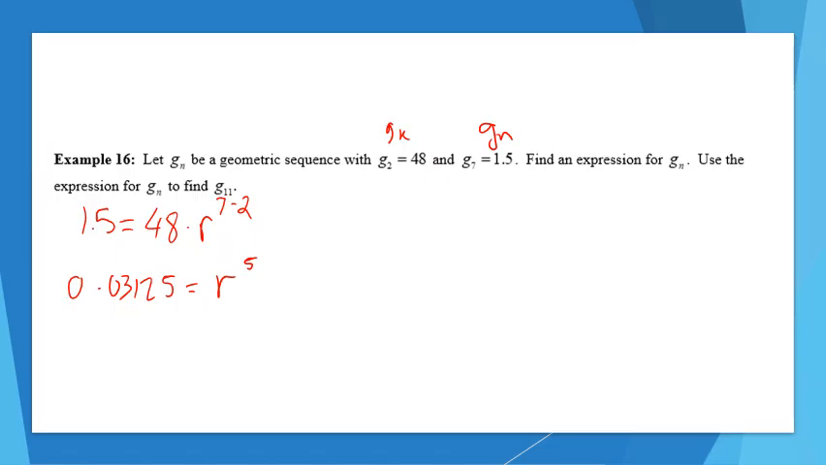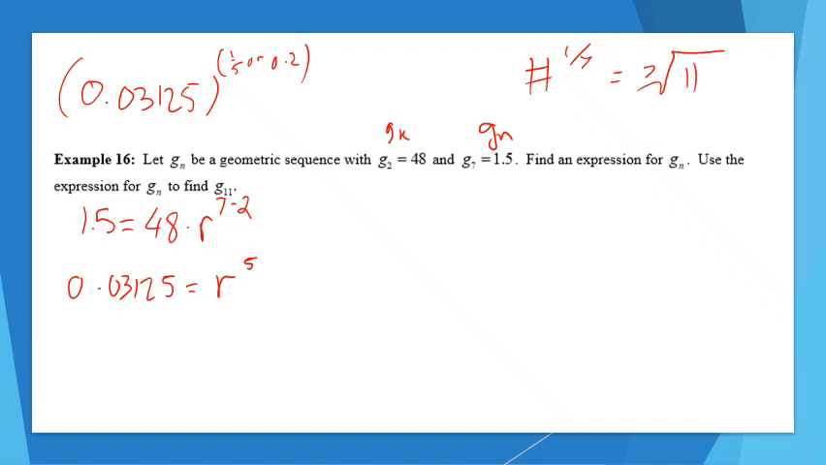To take a number to the fifth root in your calculator, take 0.03125 and then raise it to the power of 1/5, or 0.2, which is that as a decimal. If you take any number to the power of, let's say, 1/7, that's the same thing as taking the seventh root of that number. You should then get r to be 1/2 there, so that should be our answer.